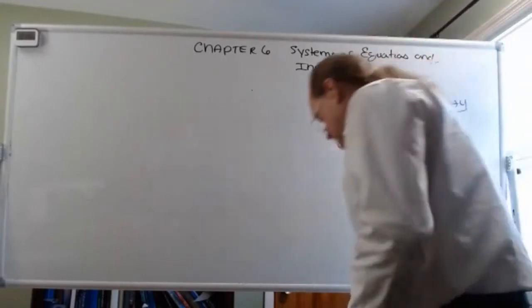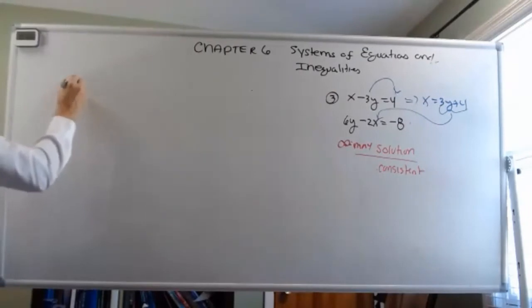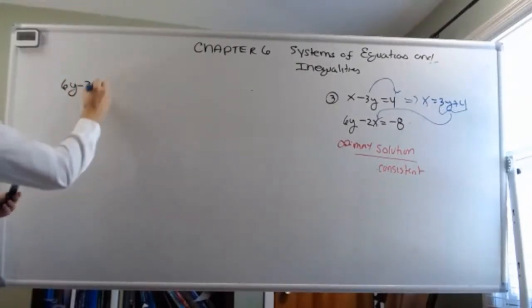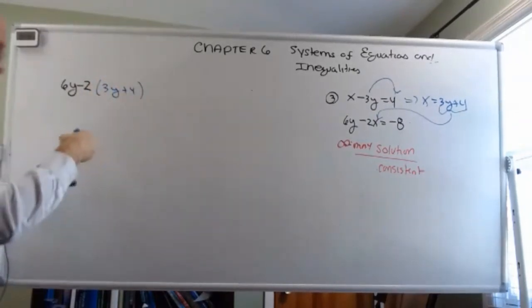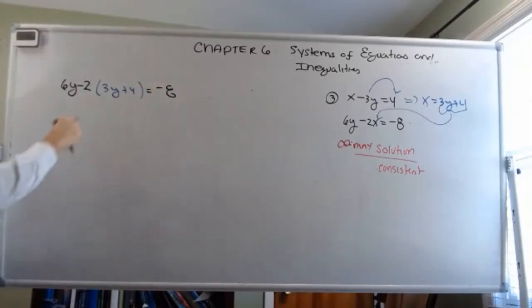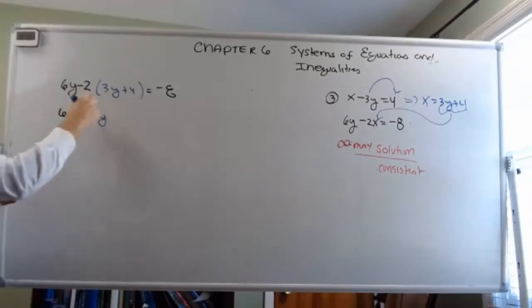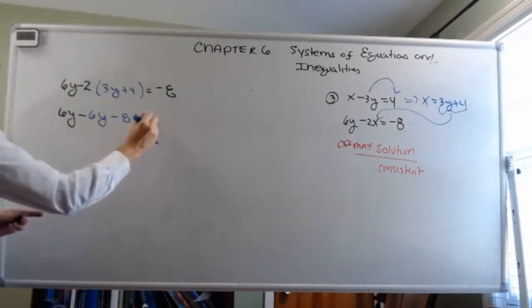So that's what I'm going to do over here. So I have my 6y minus 2 times x, which is 3y plus 4, is equal to a negative 8. Okay, so let's distribute everything over here. It gives me 6y minus 2 times 3 gives me 6y, negative 2 times 4 gives me negative 8, is equal to a negative 8.